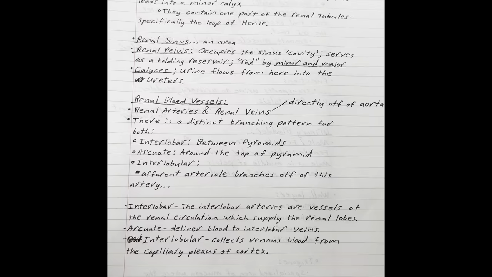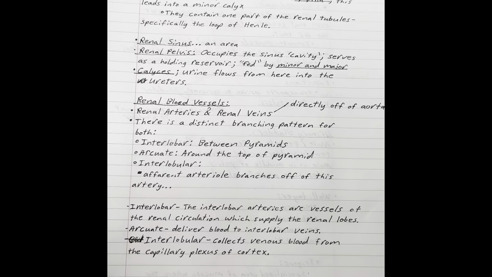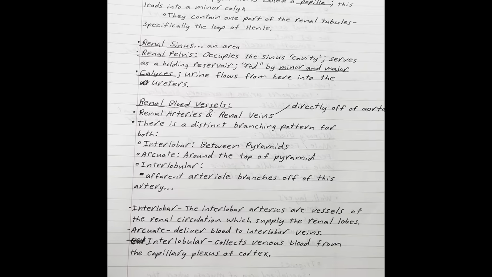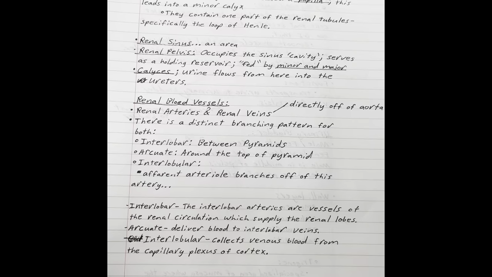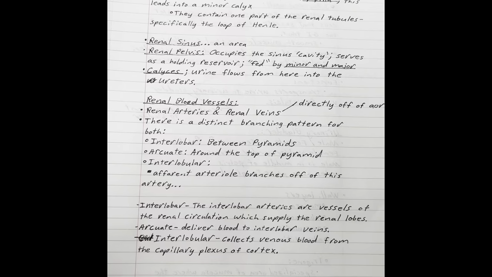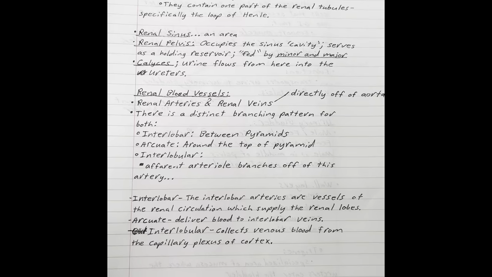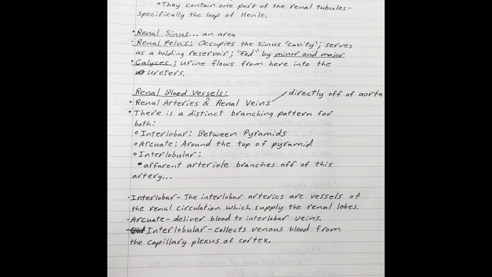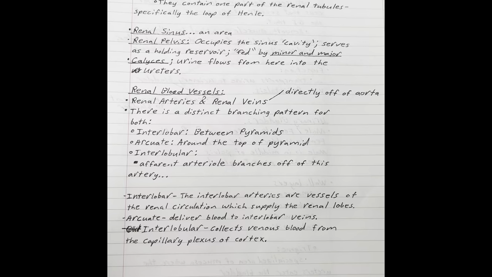The distinct branching pattern for the renal blood vessels is interlobar, arcuate, and interlobular. Interlobar vessels run between the pyramids, arcuate vessels run around the top of the pyramids, and interlobular vessels are where the afferent arteriole branches off.